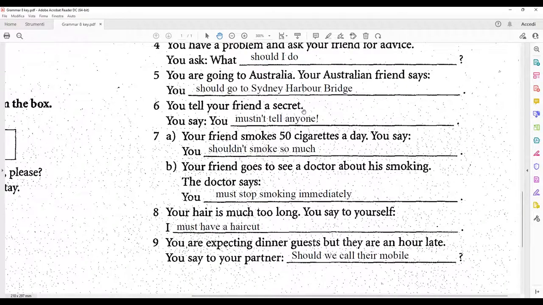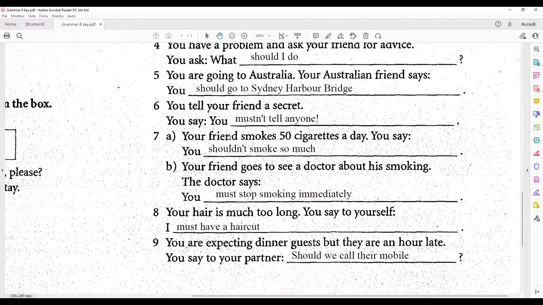You tell your friend a secret. You say you mustn't tell anyone, right? You tell your friend a secret. You say you mustn't tell anyone, okay?